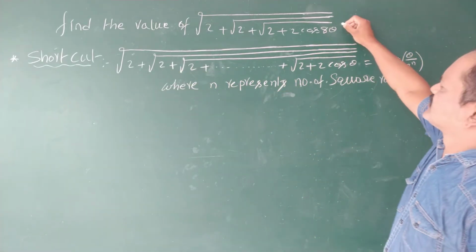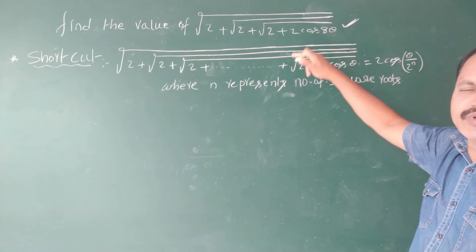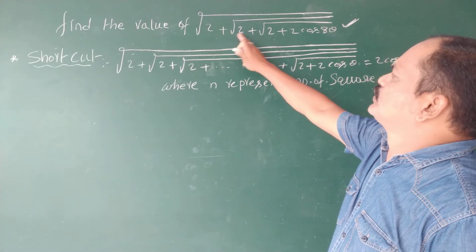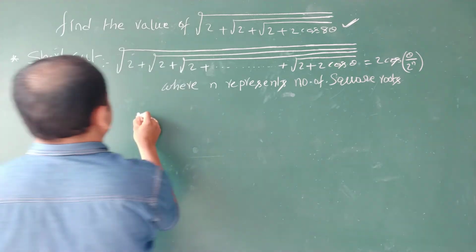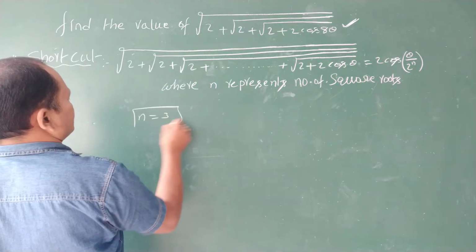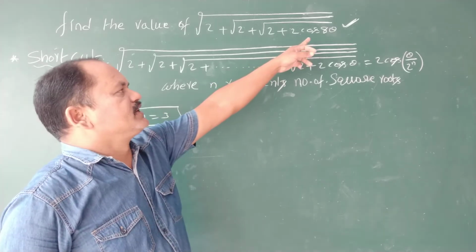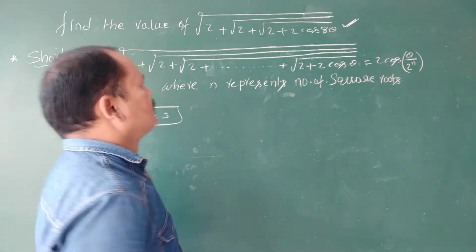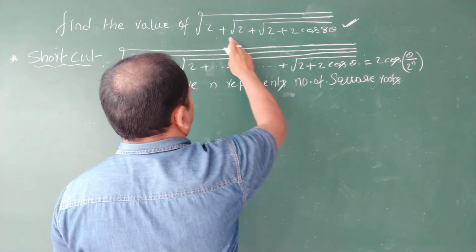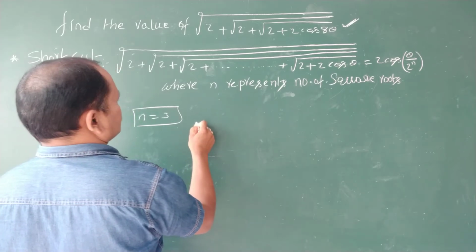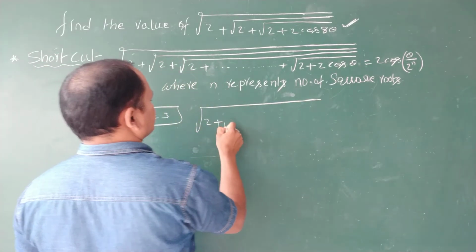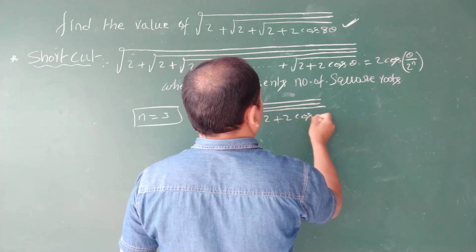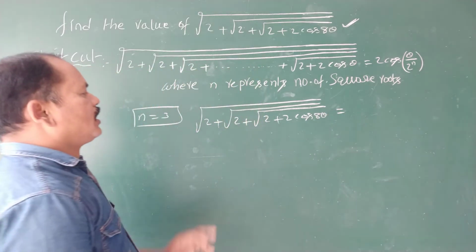So for this question, we have to solve the same question according to the shortcut. Observe how many square roots here? 1, 2, 3. That's why n is equal to 3. In place of theta, what is that? 8 theta. In place of theta, that is 8 theta. That's why now the formula for this one: square root of 2 plus root of 2 plus root of 2 plus 2 cos 8 theta is equal to how many square roots?